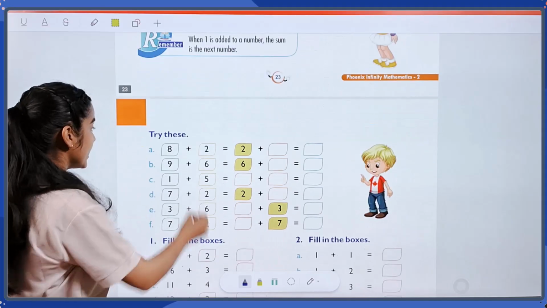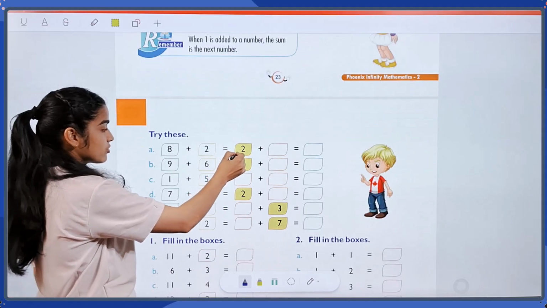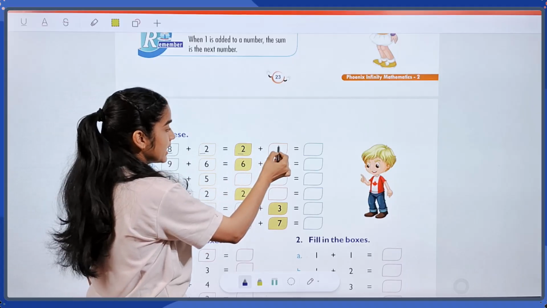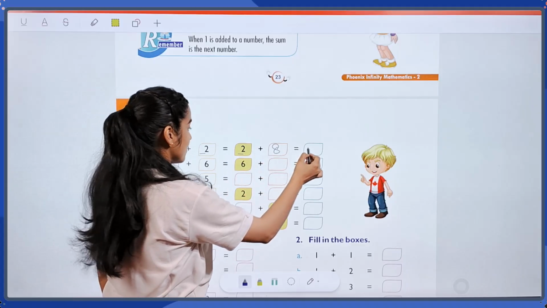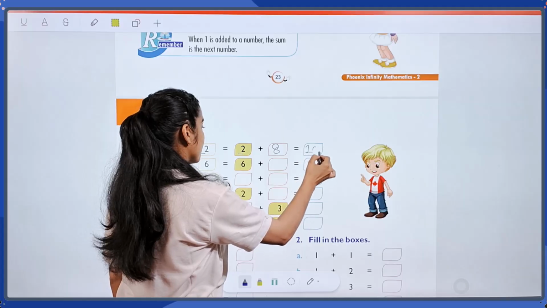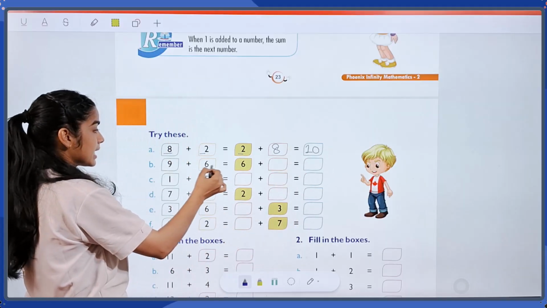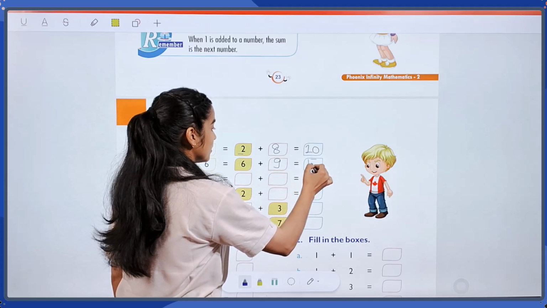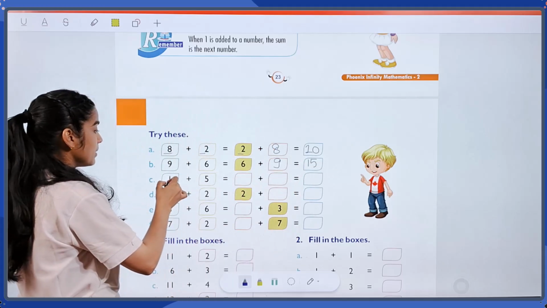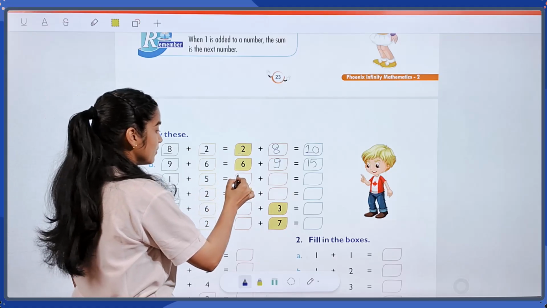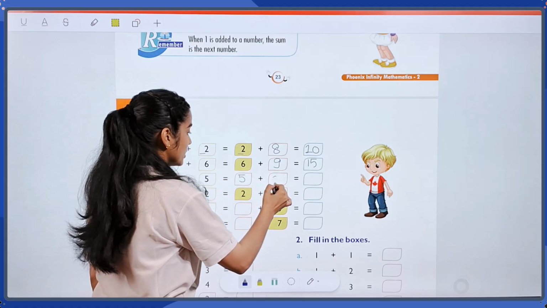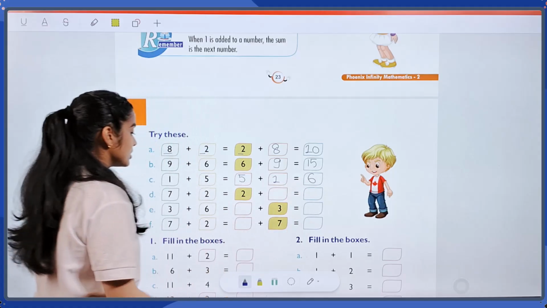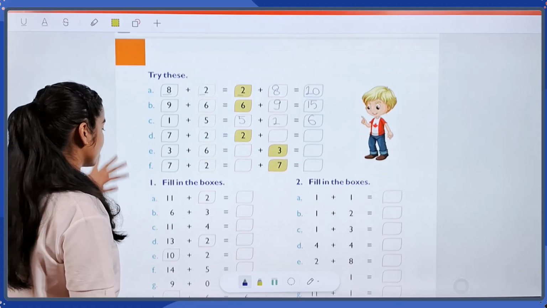Try this. 8 plus 2 is blank, which number is missing? So 8 plus 2 and 2 plus 8, our answer remains the same, which is 10. Now 9 plus 6 and 6 plus 9 are the same and the answer will be the sum, 15. Now 1 plus 5 and 5 plus 1 remain the same, and what comes after 5? We have 6. In the same way you have to solve the rest of the questions.